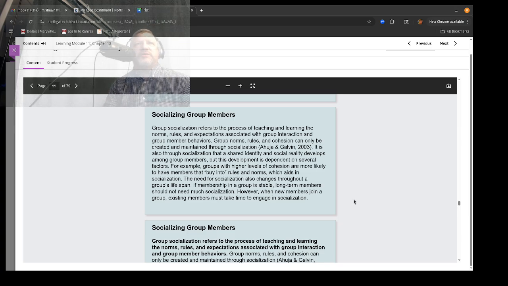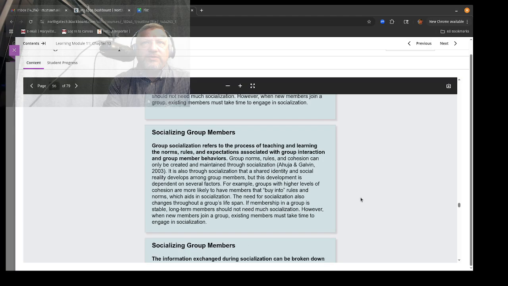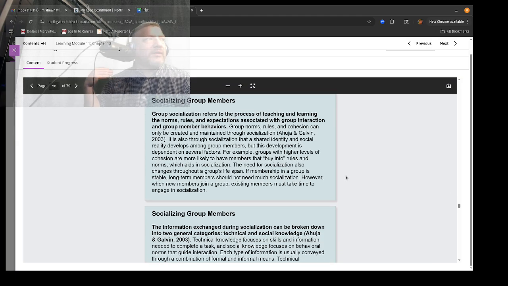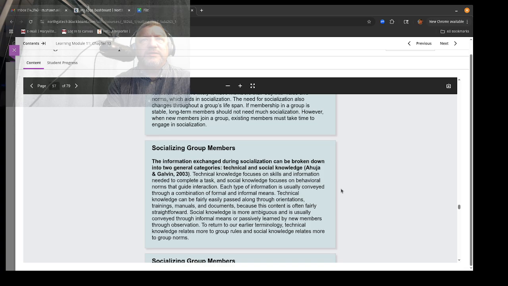Group socialization refers to the process of teaching and learning the norms, the roles, the rules, and expectations of a group through group interaction, and therefore exhibiting group behavior. It's essential, as we talked about earlier, to have a good group that everybody's got to buy into the rules and the norms. When we think about group socialization, it's the process of teaching and learning those norms, right? So we want to make sure that everyone does that.